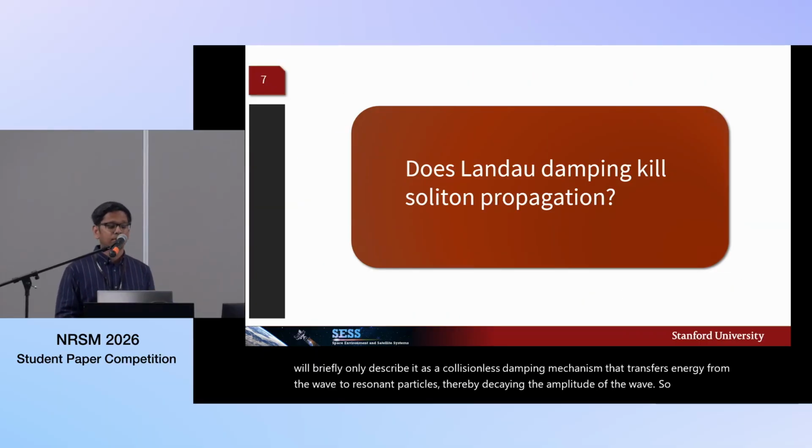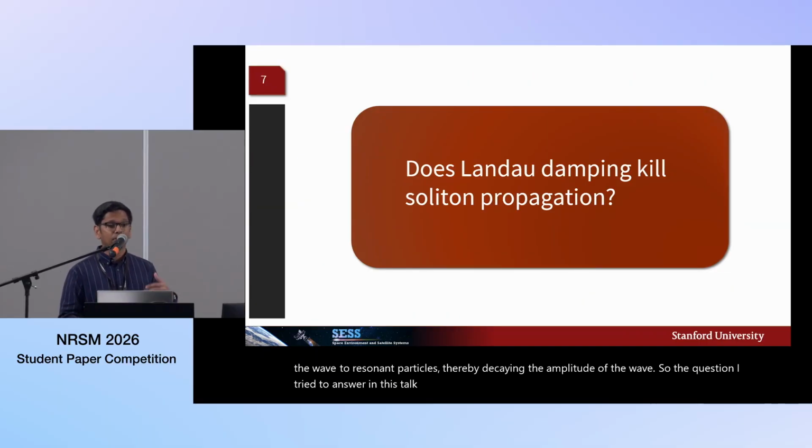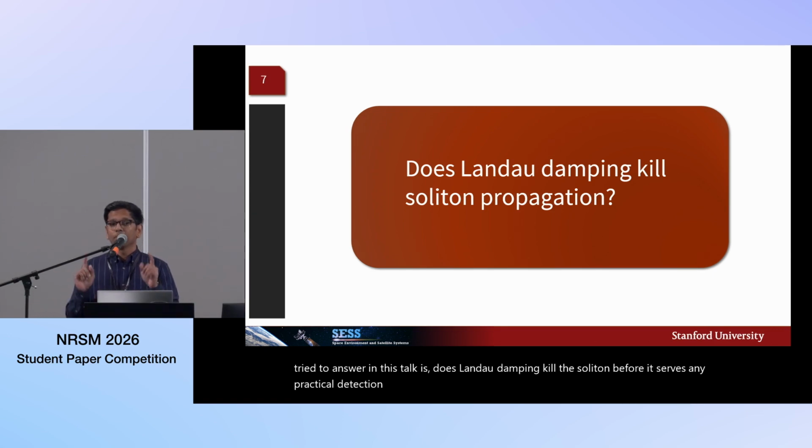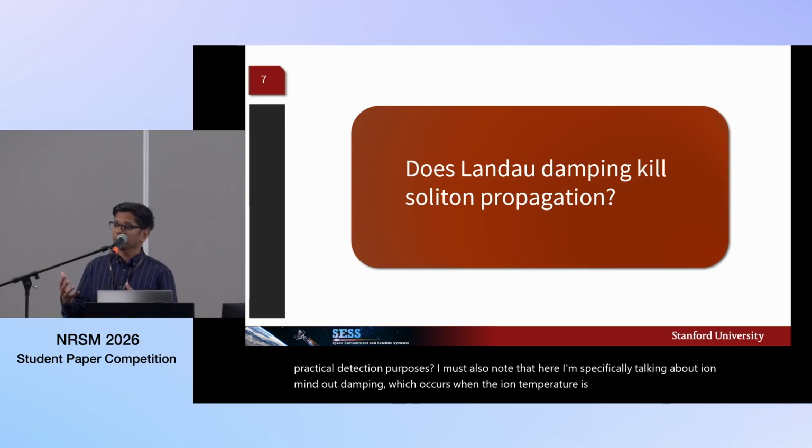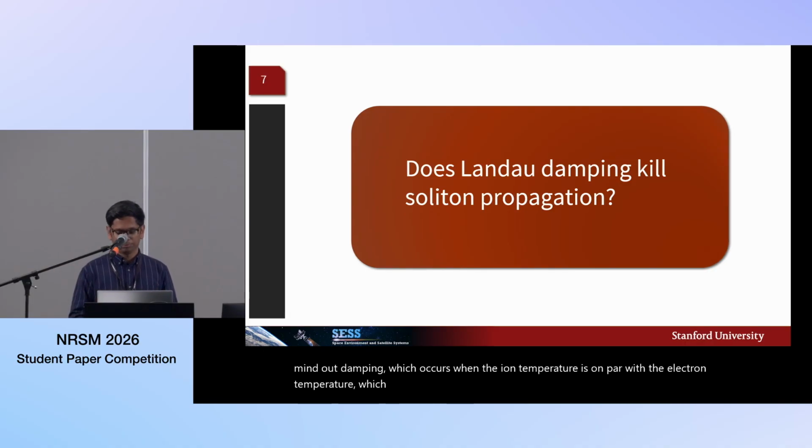So the question I try to answer in this talk is, does Landau damping kill the soliton before it serves any practical detection purposes? I must also note that here I'm specifically talking about ion Landau damping, which occurs when the ion temperature is on par with the electron temperature, which is a realistic condition.